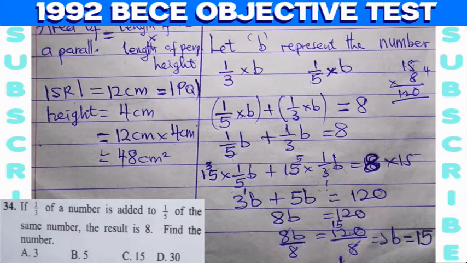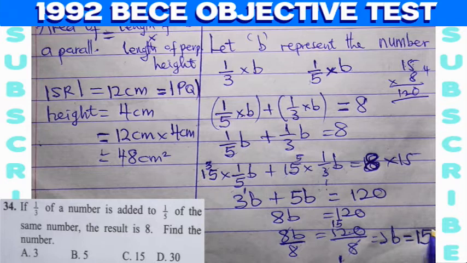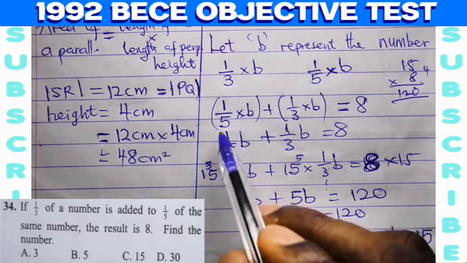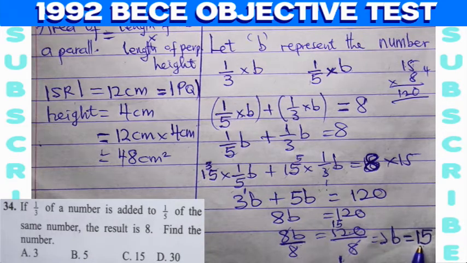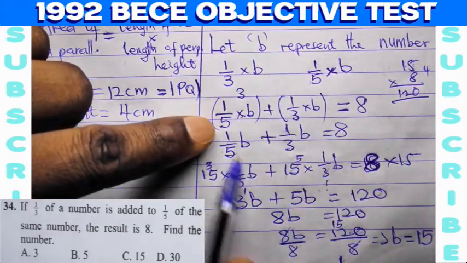All right. So the final answer that we have for this is 15. Take a look at this. When you find 1/5 of b, now b is 15. So 1/5 of b, which is 15, 1 out of 5 of 15 will give you 3.